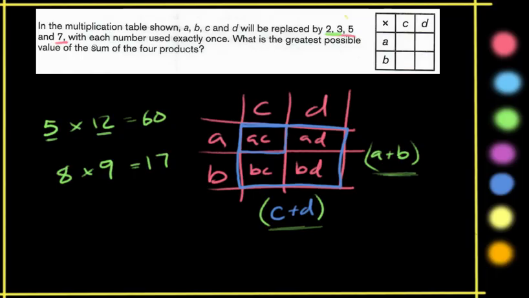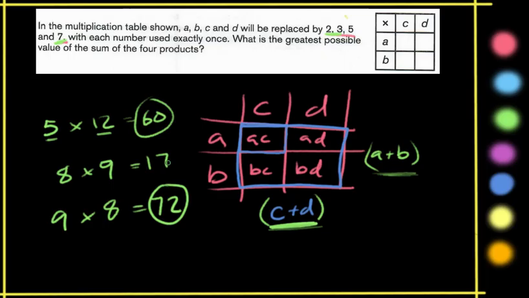And the answer is yes. We could have 7 and 2 be C and D. And if we had 7 and 2, we'd have a 9, and then multiplied by 3 and 5, which is an 8, and that would give us 72. You can see that is bigger than what we got with 5 and 12. There are probably some other possibilities, but having them as close together as possible is going to give us the greatest product. Okay, so 72 is our final answer on this one.